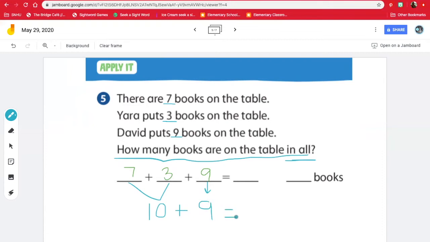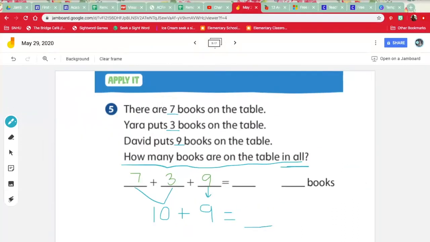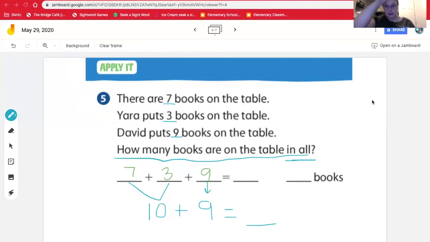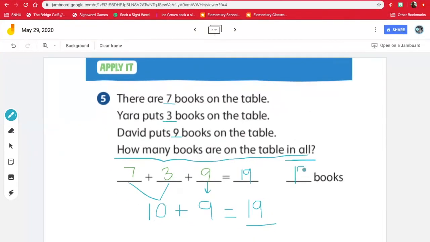So 10 plus 9 equals, well, we just did it in our last problem, but if we didn't have the 10 frame there, like we don't in this problem, you could easily put 10 in your calculator and count on by 9 more. So we have 10, 11, 12, 13, 14, 15, 16, 17, 18, 19. 10 plus 9 is 19. And that's our total when we add 7 plus 3 plus 9. So how many books are on the table in all? We have 19 books.